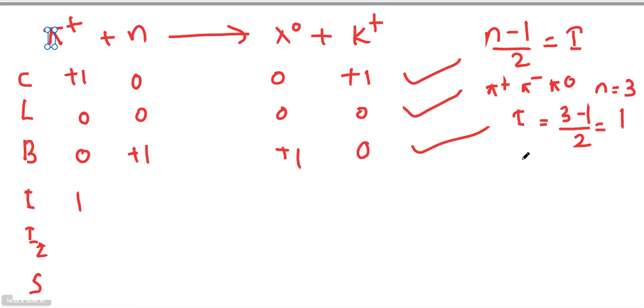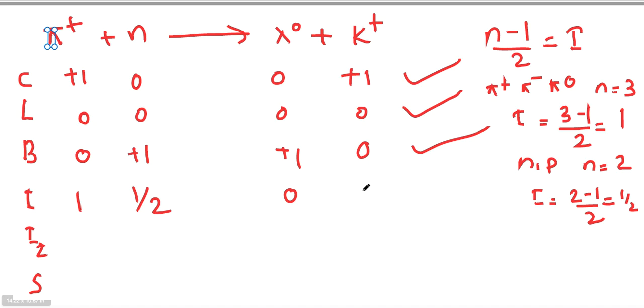And for n, there is n and p only. Therefore number of members in the multiplet is 2. Therefore I is equal to 2 minus 1 by 2 equal to 1 by 2. So therefore this is 1 by 2. Lambda 0, it is 0 because there is no other particle. For k plus, there are k plus and k0. So again it is just like we have calculated in the case of neutron. This is also half. This is not conserved.